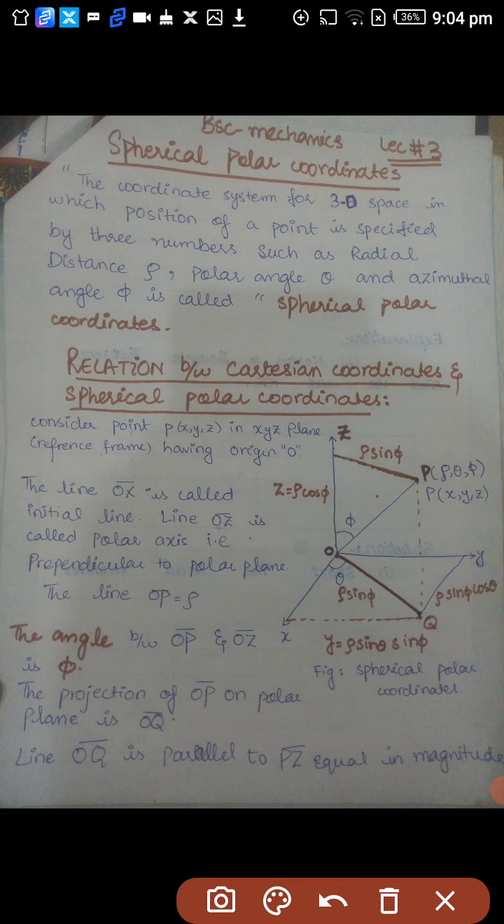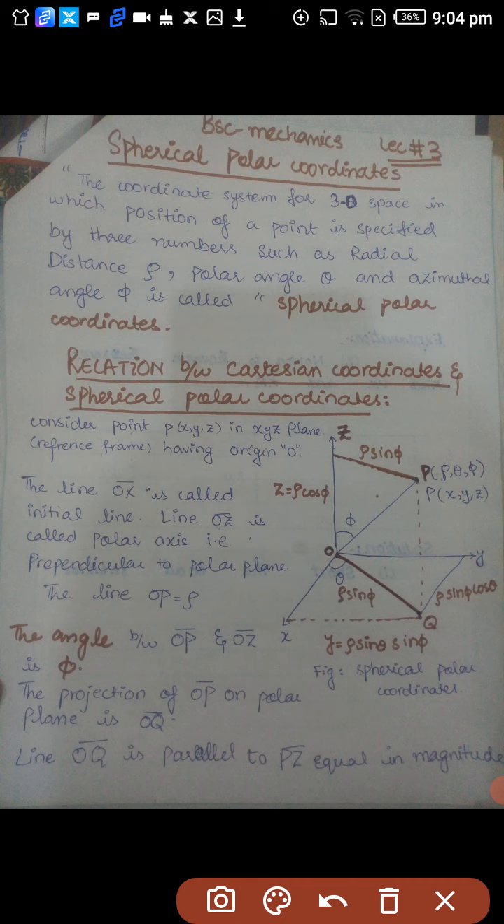Projection means you can say the shadow. The shadow of OP on the polar plane is OQ. It means OP and OQ both should have the shadow of each other. You can see in the figure, you can just pause the video and see OP and OQ if you don't recognize.